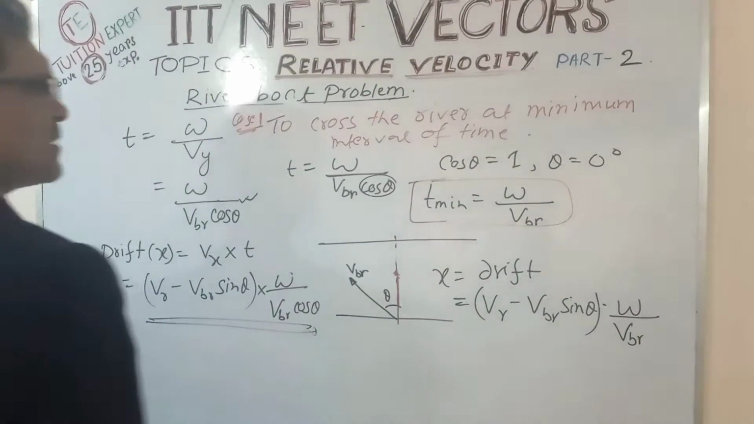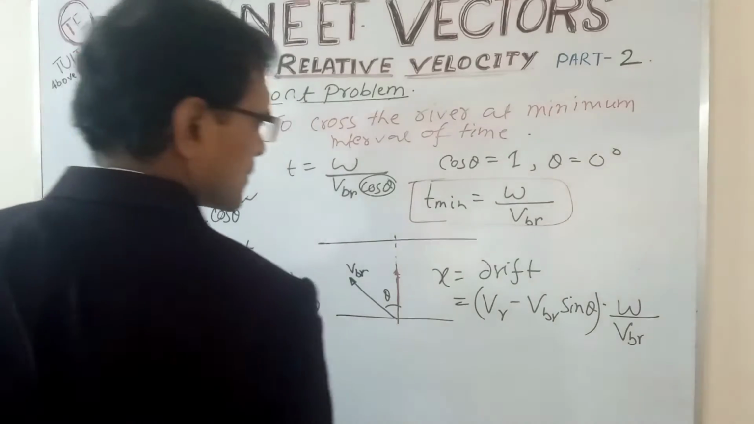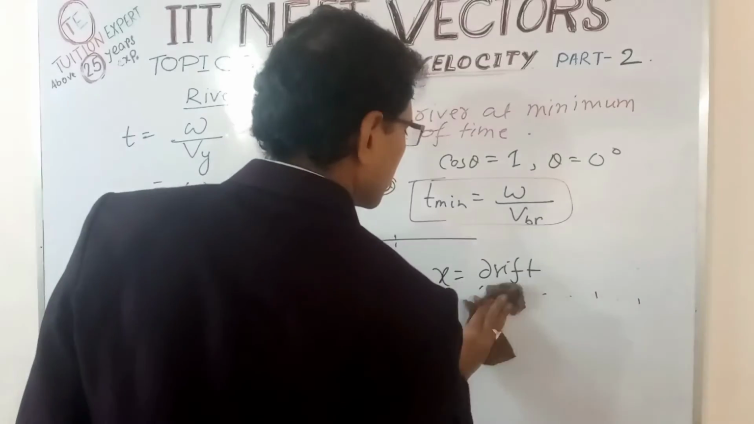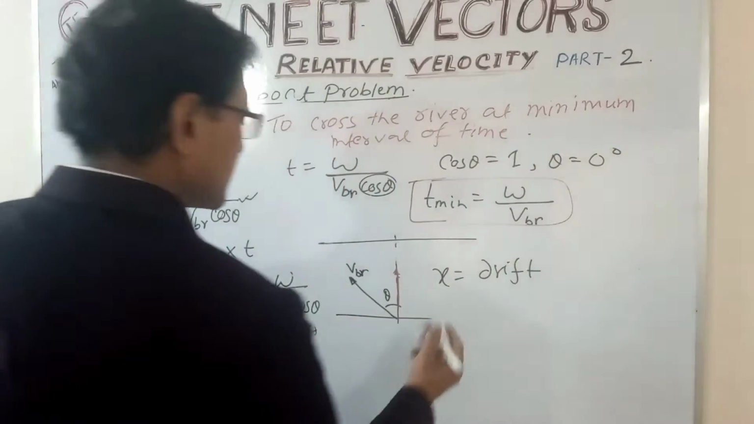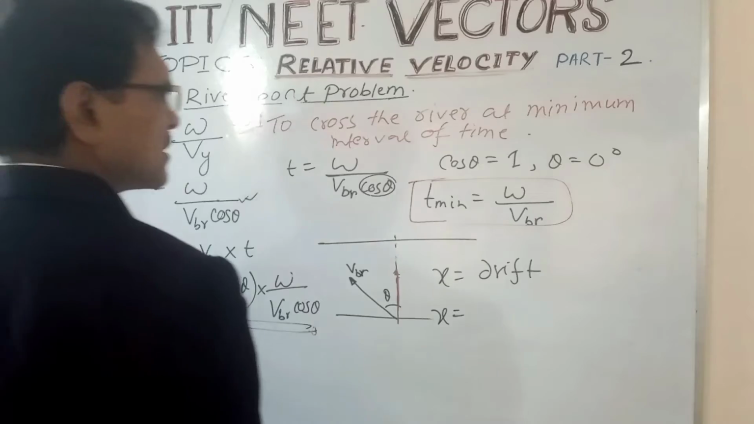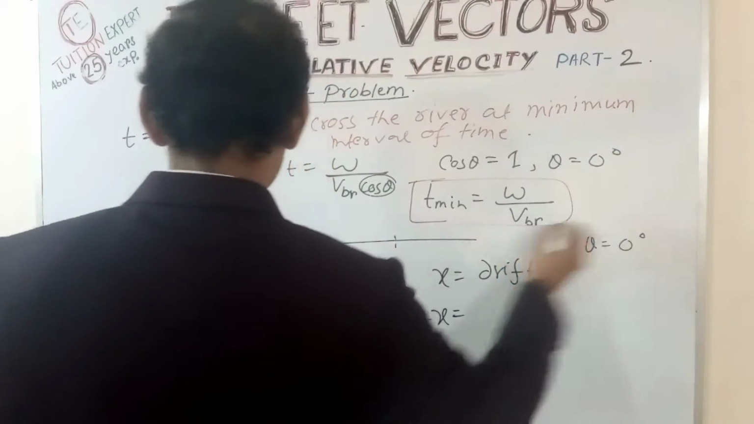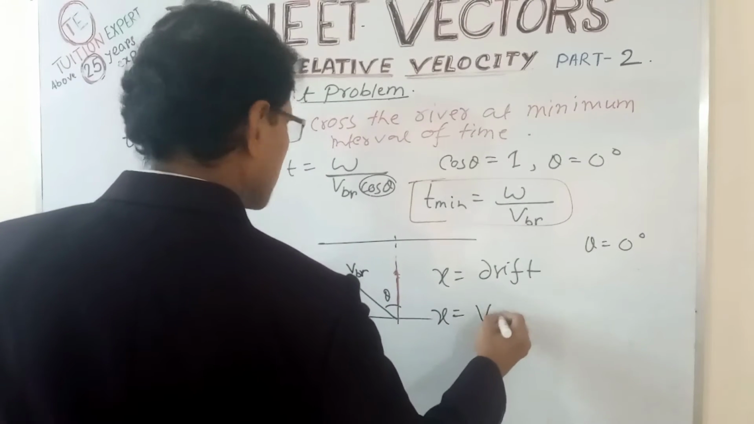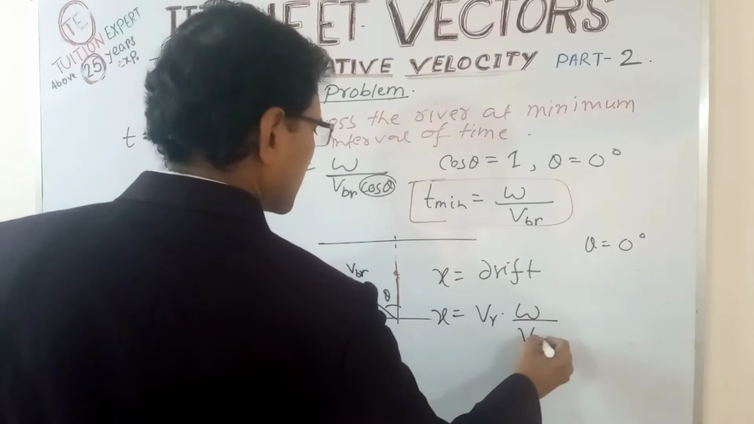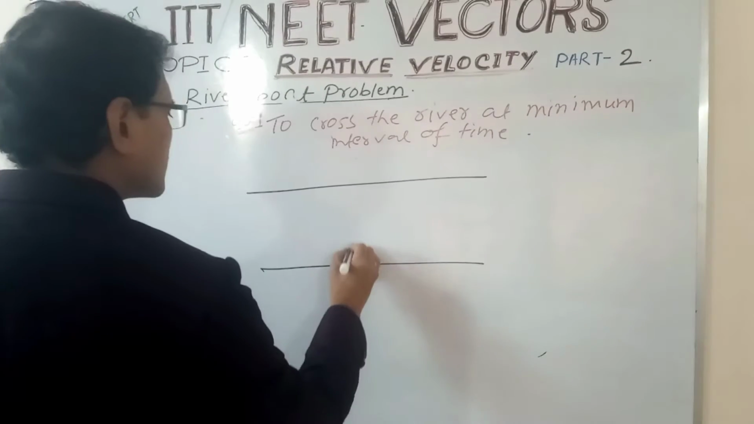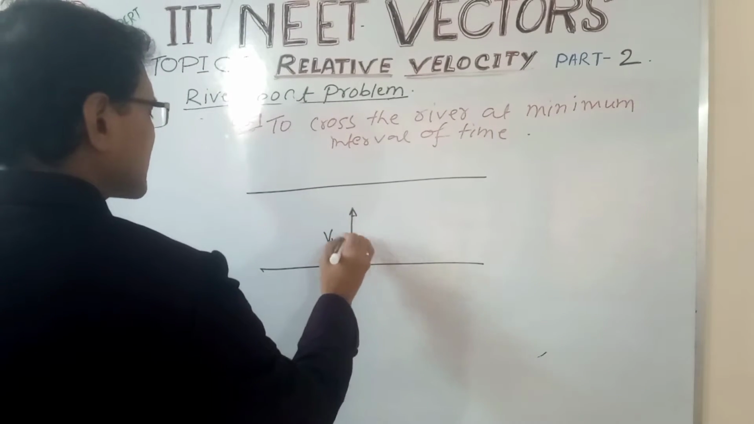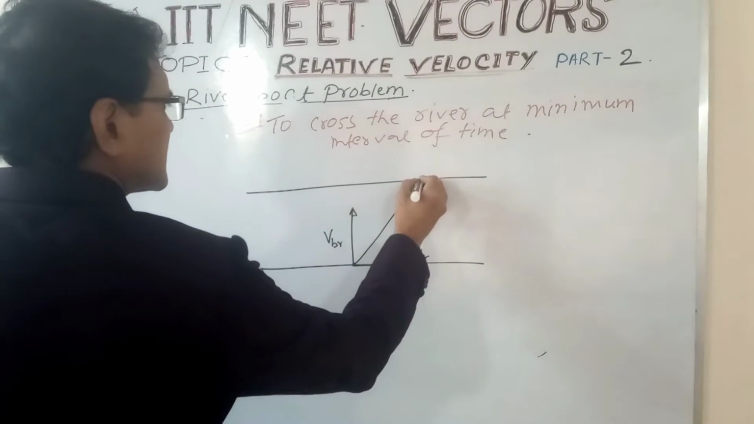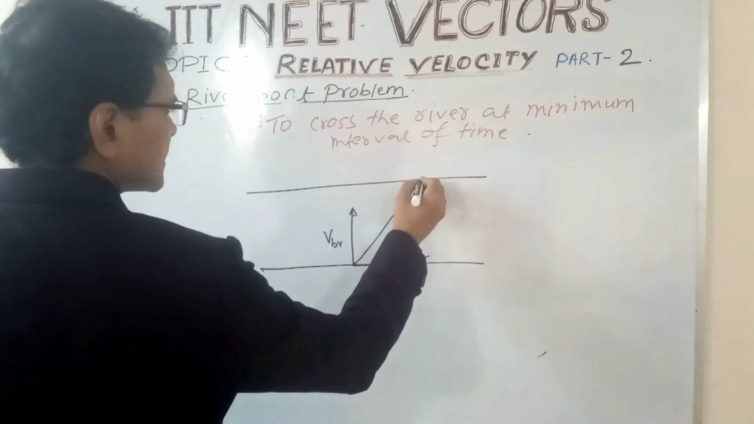And sin theta, if theta equals 0 degrees, sin is 0. So if theta equals 0, then sin 0 is 0, and the drift will be VR W by VBR. This is the drift along this direction, and the velocity of the river along this direction. So the boat reaches at that point.